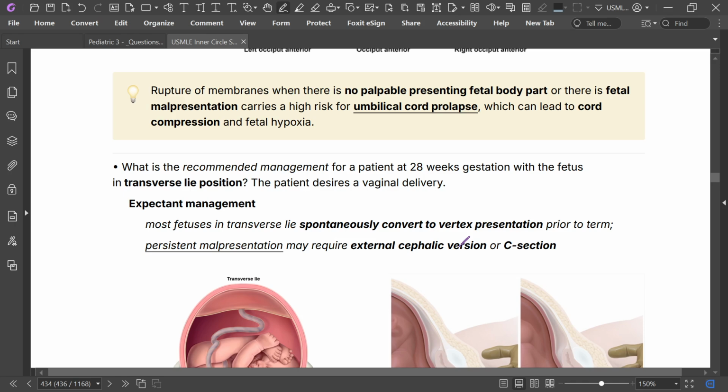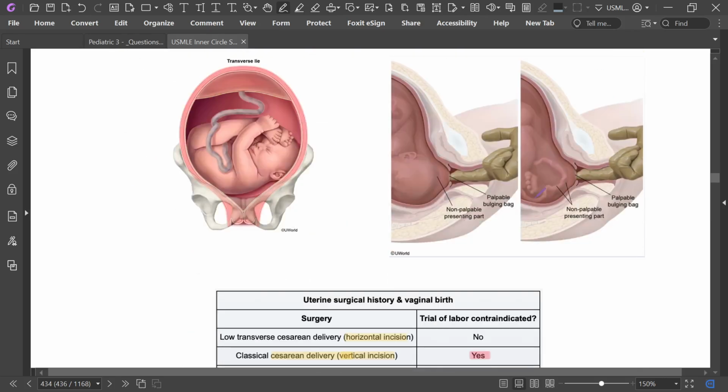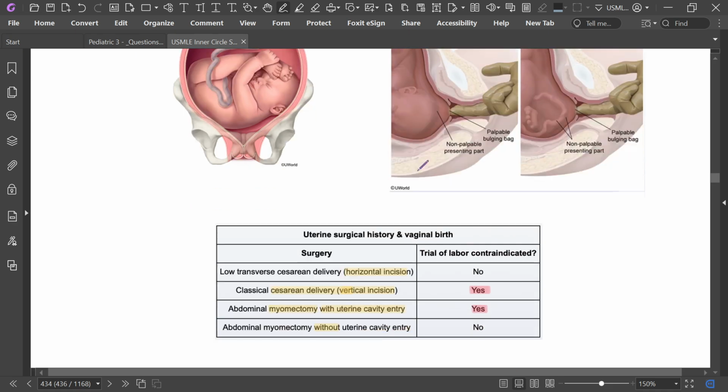Persistent malpresentation may require external cephalic version or cesarean section. This is the transverse lie: a non-palpable presenting part and a palpable bulging bag.